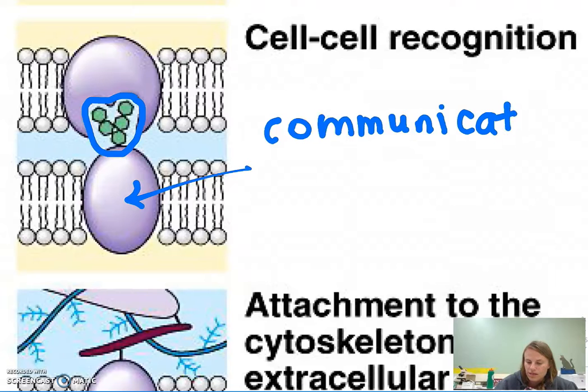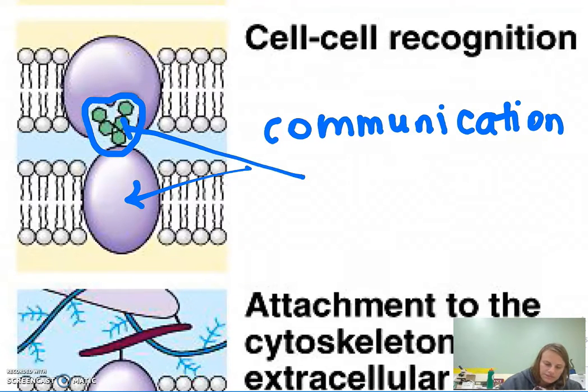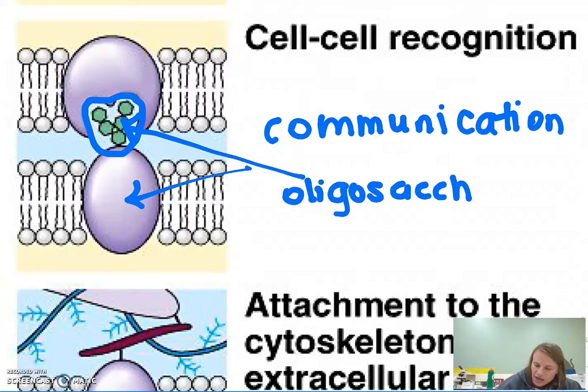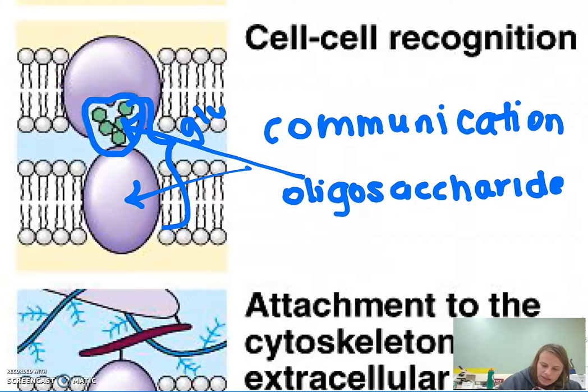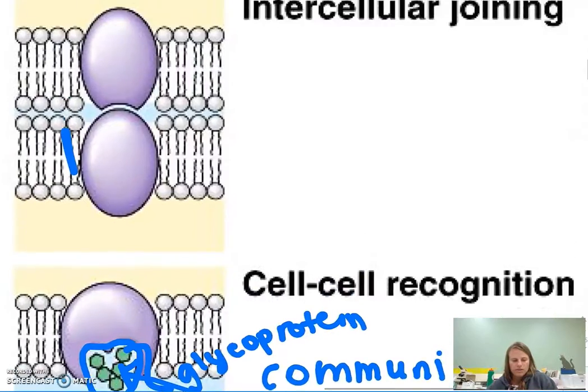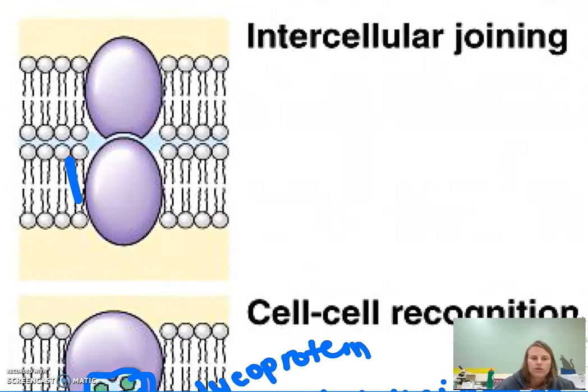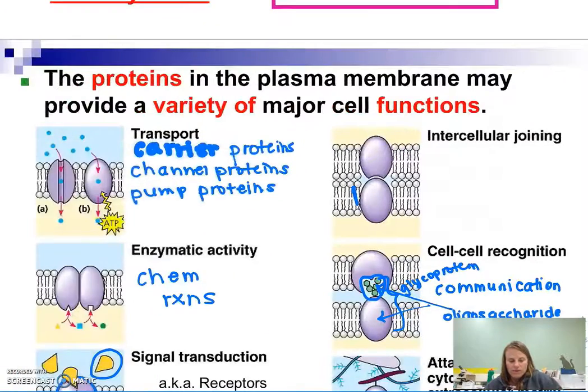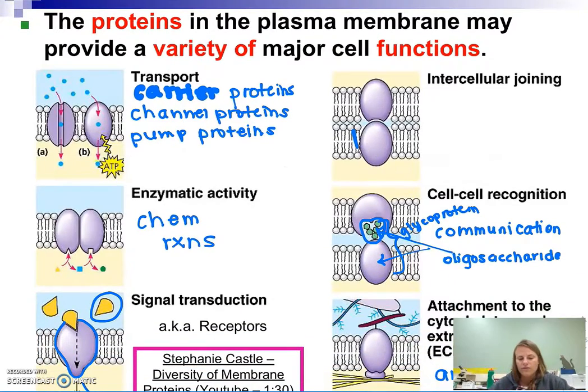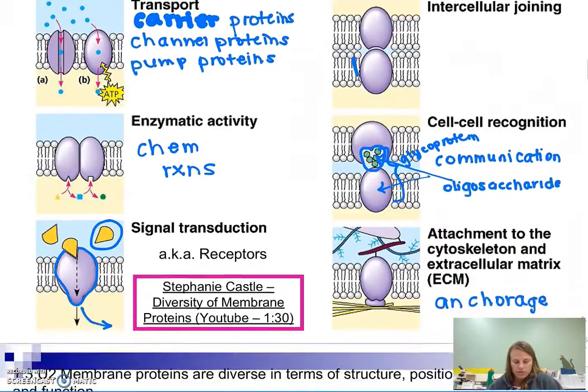So how does one cell recognize another cell? These carbohydrates are called oligosaccharides, and taken together, the oligosaccharide along with the membrane protein, that's known as a glycoprotein. Lastly, you've got membrane proteins that are going to function in intercellular joining. These are some varied functions of your membrane proteins.